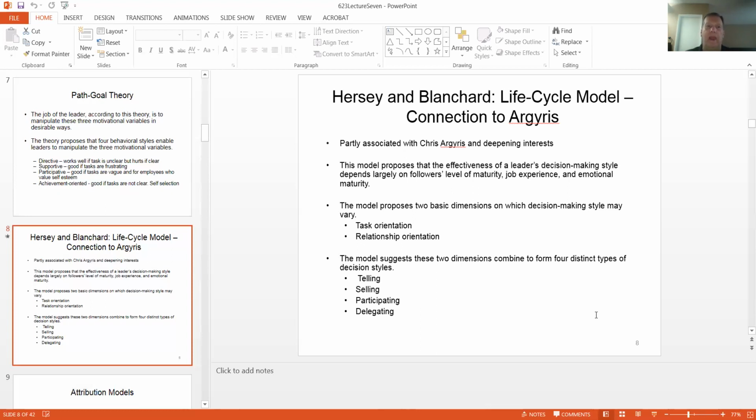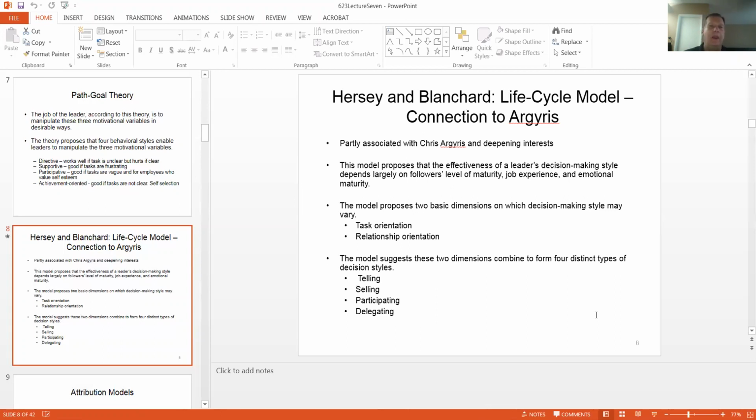Participating, just like with the path goal, it's a participative type of approach: include your employees in determining how they are going to achieve the goal and what path they're going to pursue, and determining what that path looks like. And then delegating is linked to the achievement-oriented, again, allowing through a power with approach like Mary Parker Follett, allowing your employees to self-govern and to develop their own objectives and give them the power or help them develop their own power in order to do that.